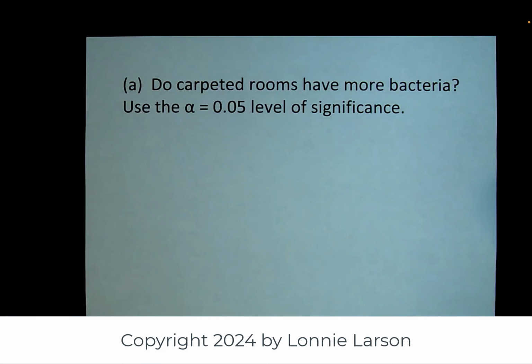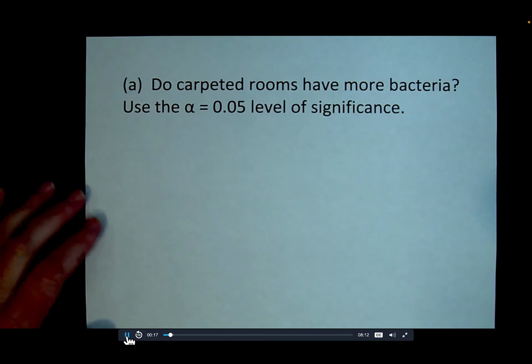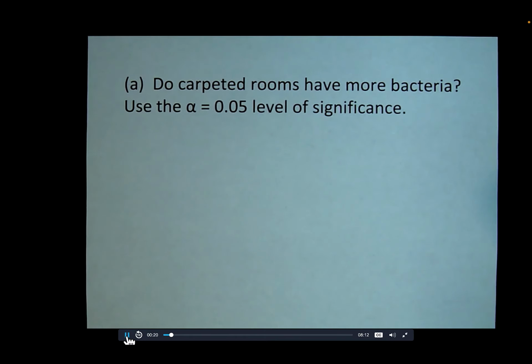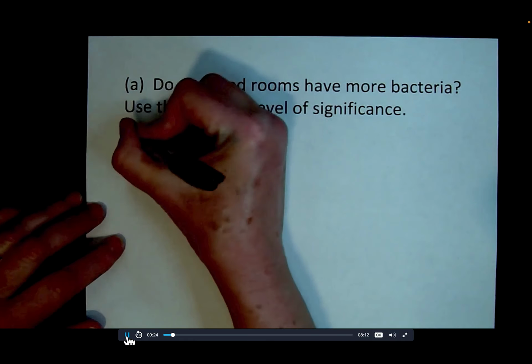Welcome back. So let's do our hypothesis test for these carpeted and uncarpeted rooms. Do the carpeted rooms have more bacteria? That's what the researchers were interested in finding out. And we were to use the alpha equals 0.05 level of significance. So what are our hypotheses?